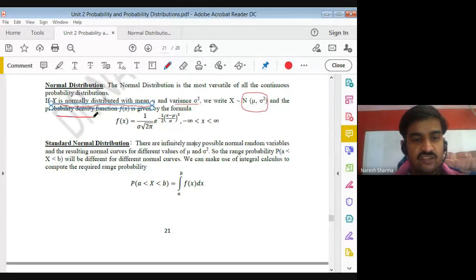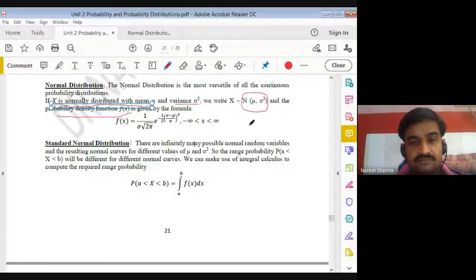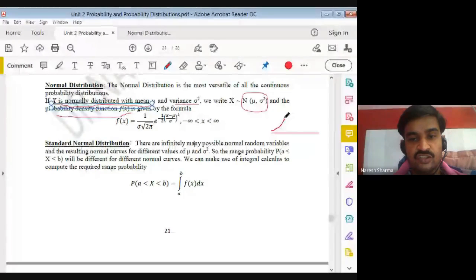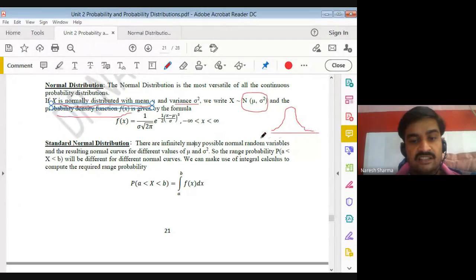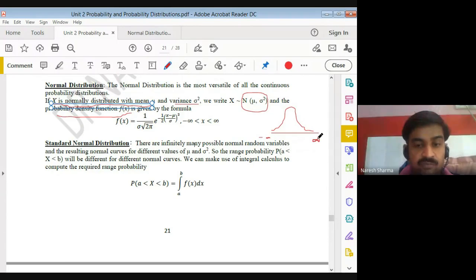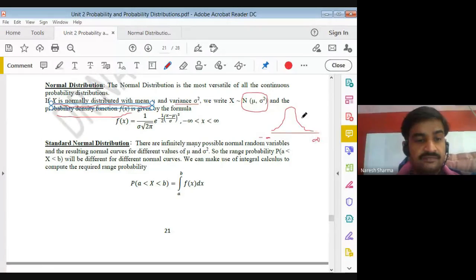The probability density function for this normal distribution is f(x), which can be represented by 1 by sigma under root 2 pi into e raised to power minus 1 by 2 into (x minus mu divided by sigma) whole square. And here x lies between minus infinity to infinity. If the graph is bell shaped, then we say data is normally distributed, with x running from minus infinity to plus infinity.